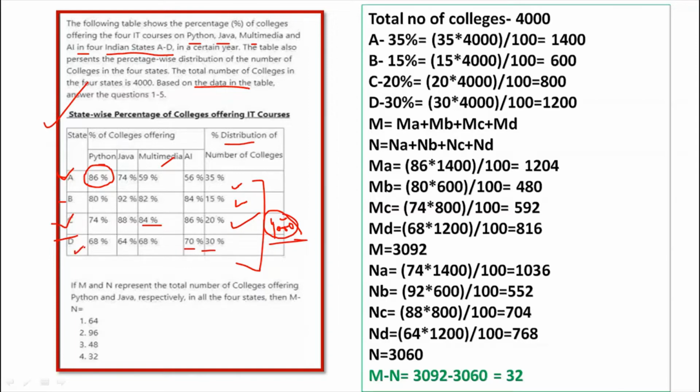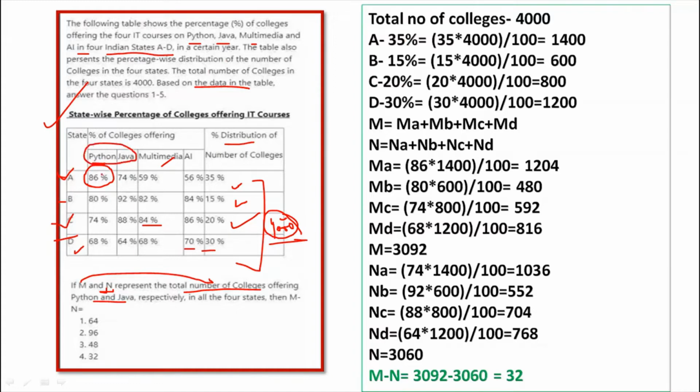So this is the data, and the question is, if M and N represent the total number of colleges offering Python and Java respectively in all the 4 states, then M minus N is. So we are told that M is the total number of colleges offering Python and N is the total number of colleges offering Java. We have to find out M minus N. For that, first of all, we need to have the numbers. We are only having the percentages. So we will convert these percentages into numbers for Python and Java.